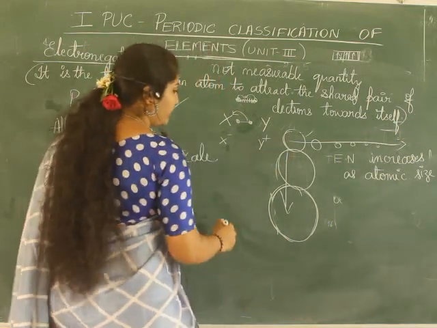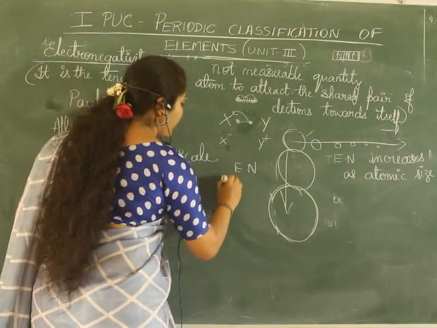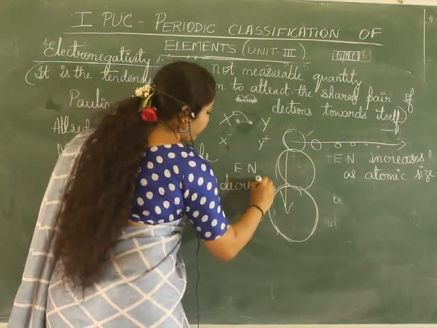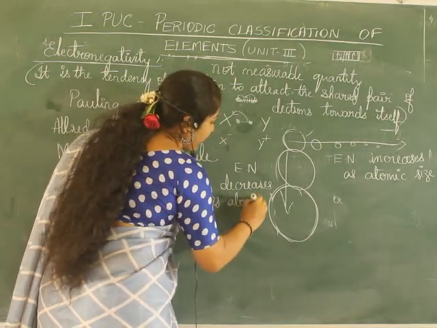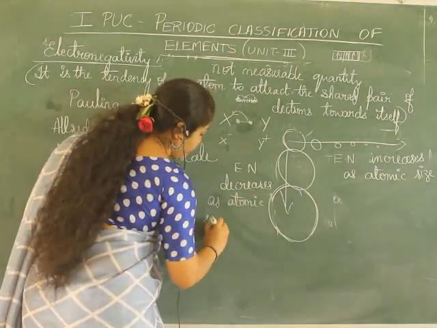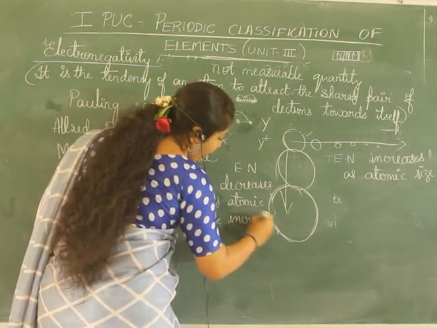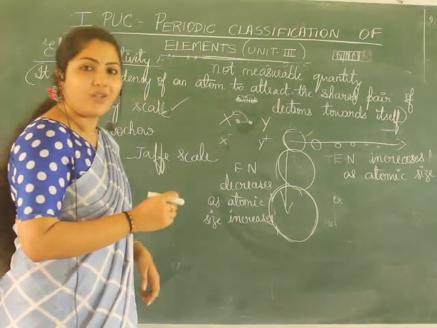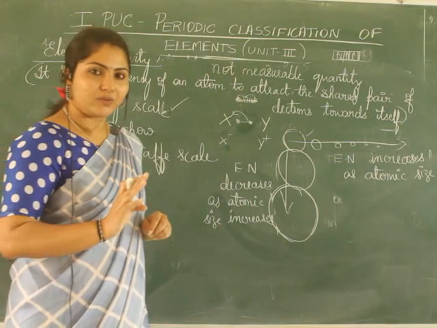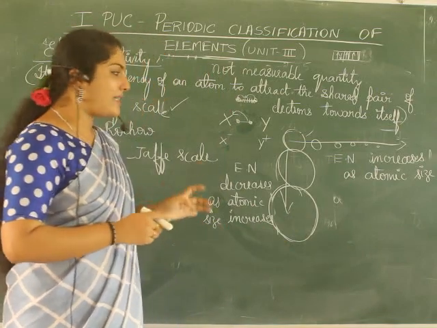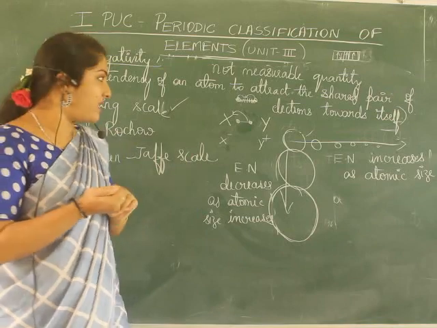Down the group, electronegativity decreases as atomic size increases and nuclear pull decreases. Clear now? No confusion, isn't it? Exactly the same as electron gain enthalpy. Please make a note of this.